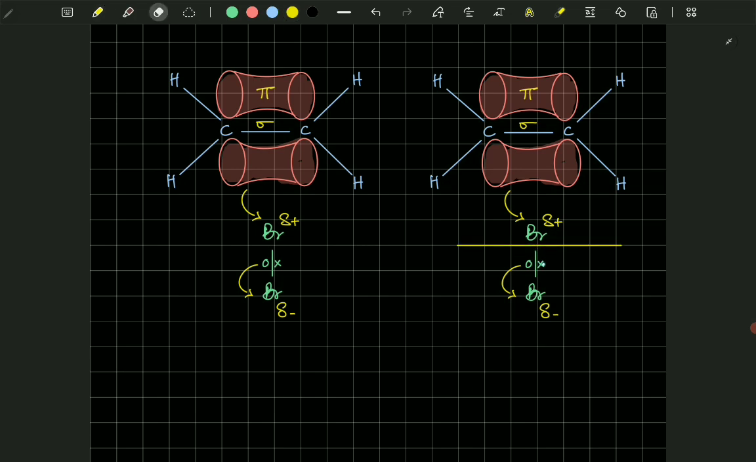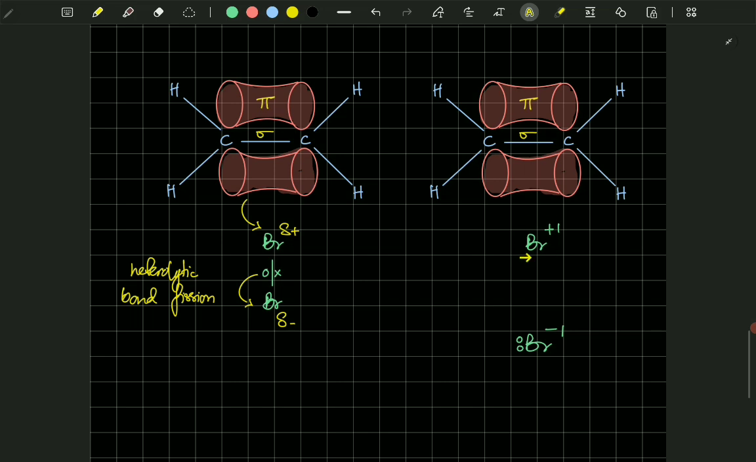So let's do that. I'm going to rub out these electrons. This bromine is going to be repelled. This bromine gets knocked out, taking both electrons in the bond with it, and becomes -1, while the top bromine is now +1. The bond is now heterolytically broken, and let me write that as well. This is heterolytic bond fission, which basically means that the bond has been broken unequally.